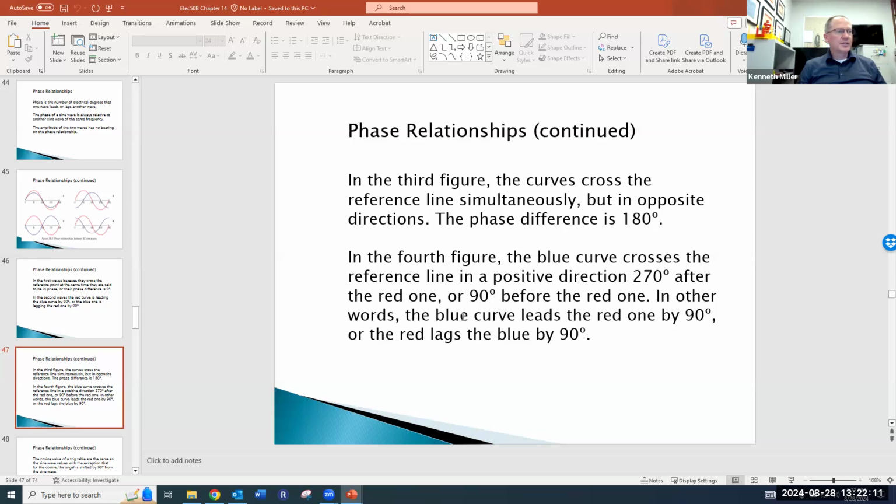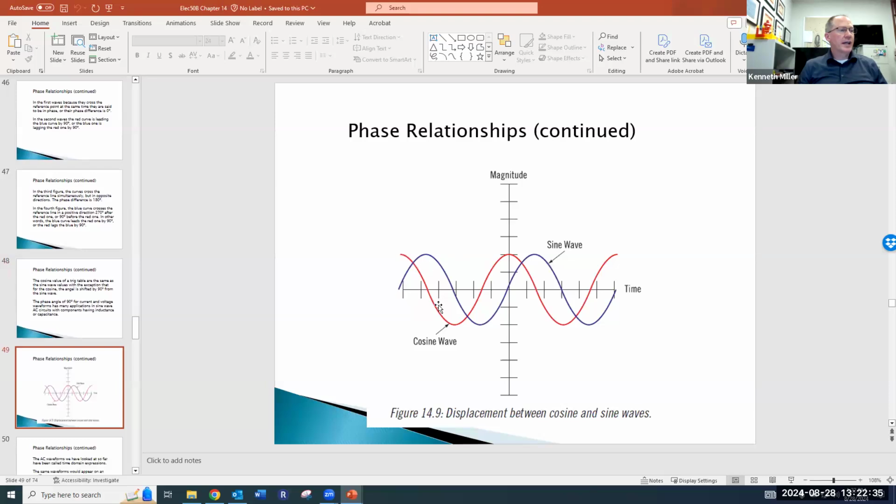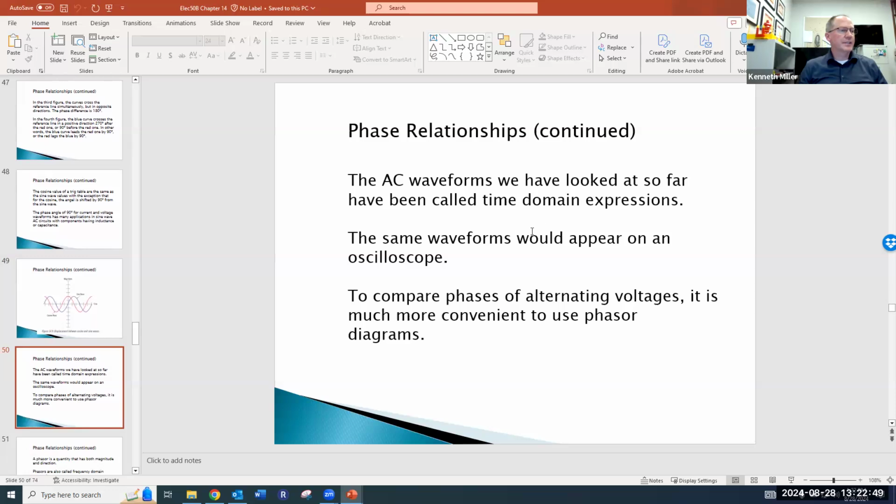Okay. So in other words, the blue's leading the red, or the red's lagging the blue. All right. And we're going to see this with various signals. Now, the relationship between cosine and sine is that the phase angles are 90 degrees different. So the cosine wave is lagging the sine wave by 90 degrees. Okay, so it's just straightforward stuff. You can refer to this chapter and really get a good idea for this.